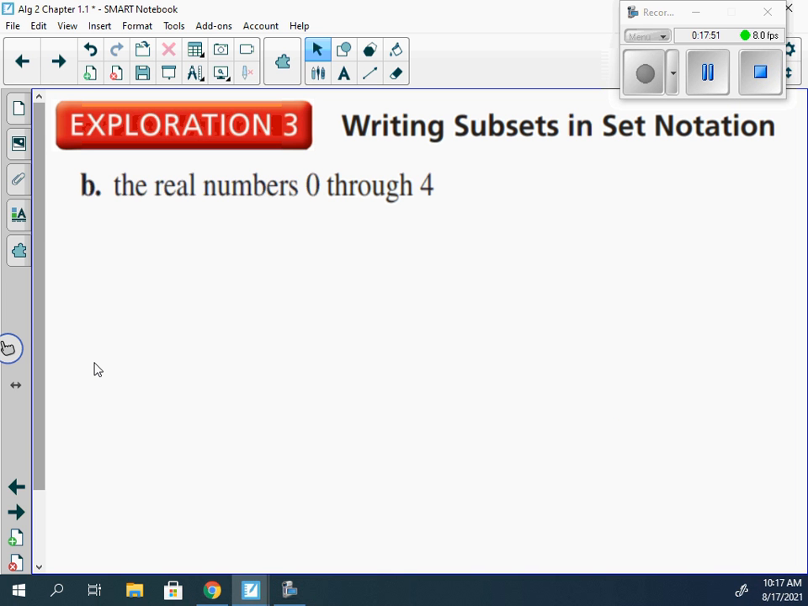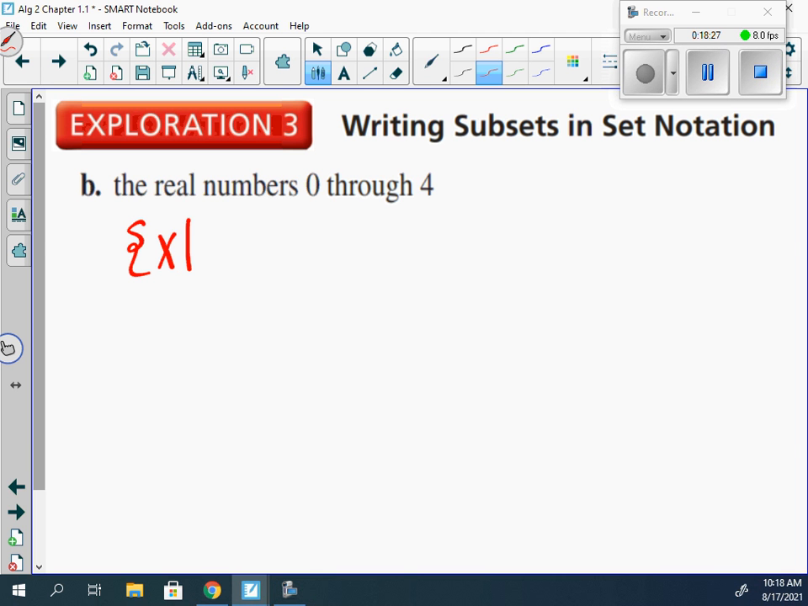How about this one here? The real numbers 0 through 4. So can we do that? So 0, then what? Well, we'd have 0, then 0.000000009. I mean, we have all those decimals, all those fractions, all those irrational numbers. There are so many numbers between 0 and 1, let alone 0 and 4. This here is where we would use set builder notation because it's not easy to write all those.